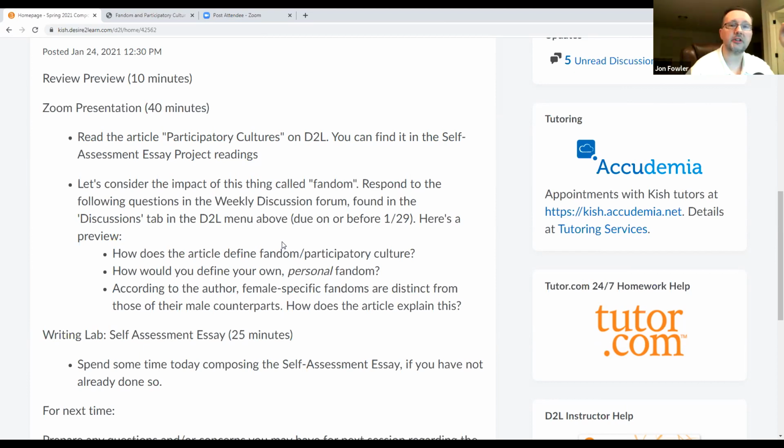And so I'm asking you to follow up on this reading or discussion that we're going to have by answering a few questions. Specifically, I would like to know what you consider to be your own personal fandom. And according to our authors, I want to take a look at how female-specific fandoms are distinct from those of their male counterparts, and why and how that is explained by the authors in the article.